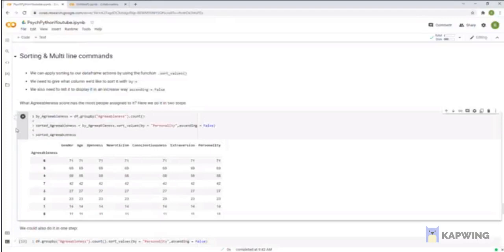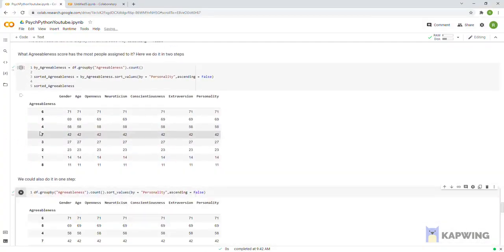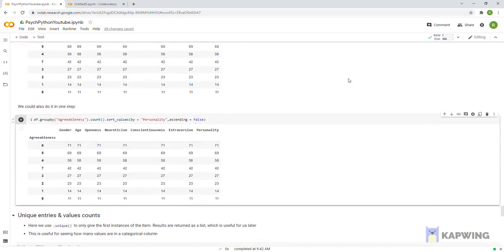So adding the sort function to grouped data saves time from looking all through the grouped data to determine the highest and lowest numbers yourself.